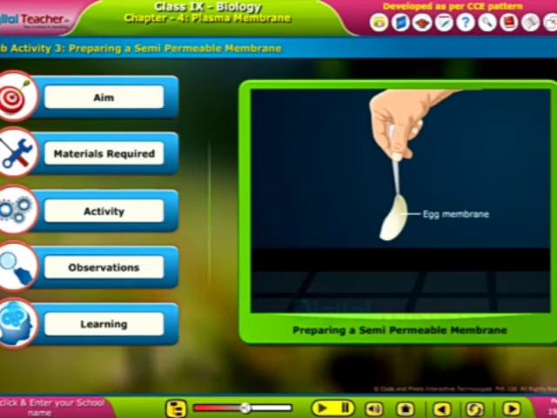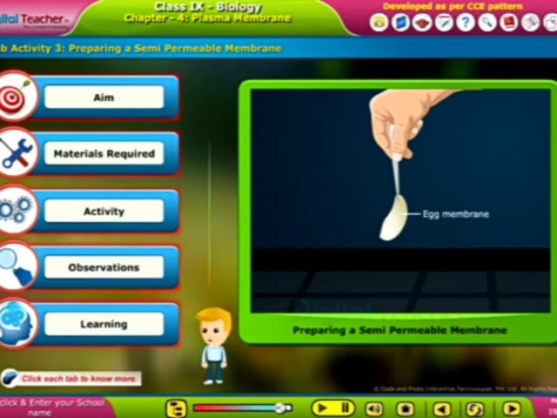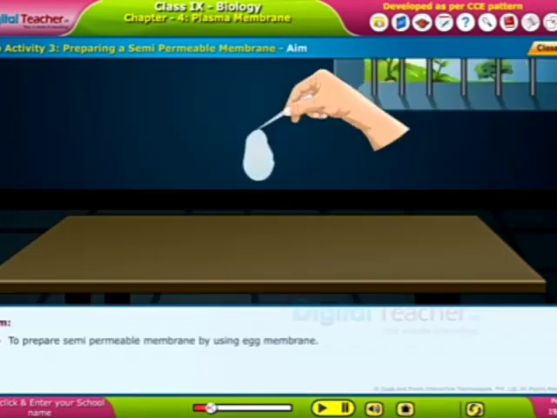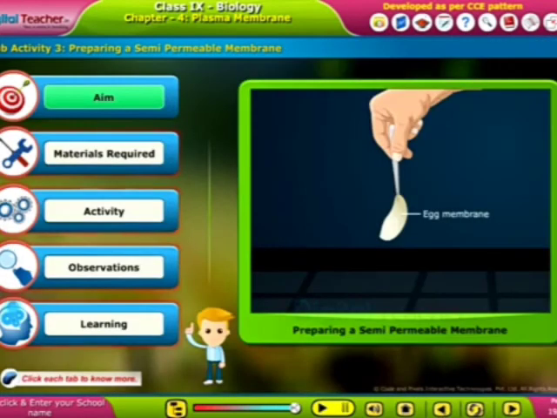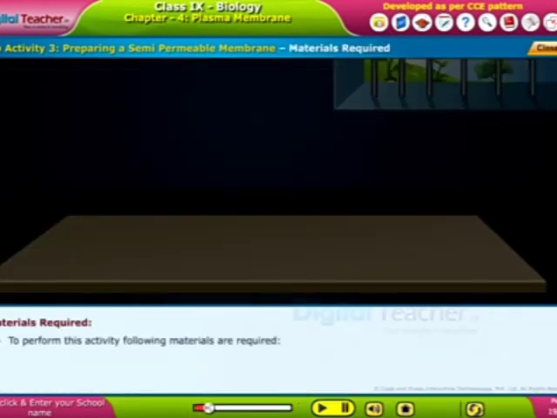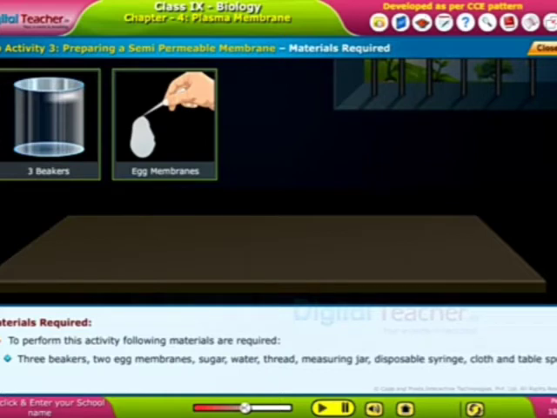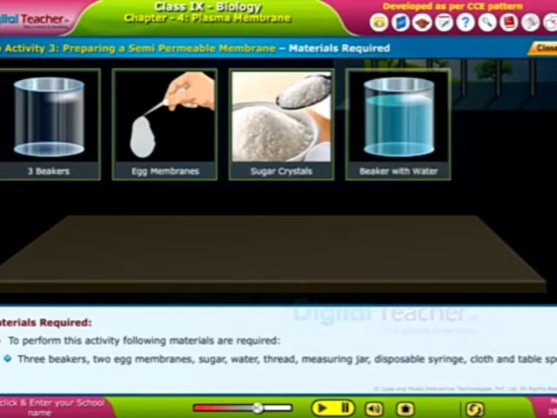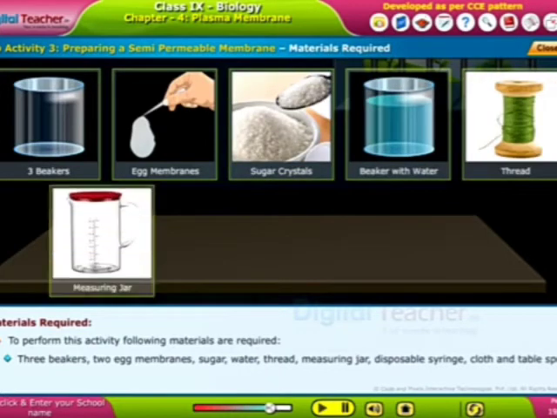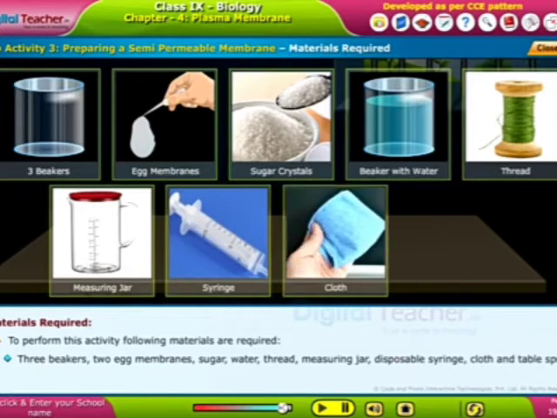Semi-permeable membrane by using egg membrane. Click each tab to know more. To prepare semi-permeable membrane by using egg membrane. To perform this activity, the following materials are required: 3 beakers, 2 egg membranes, sugar, water, thread, measuring jar, disposable syringe, cloth and tablespoon.